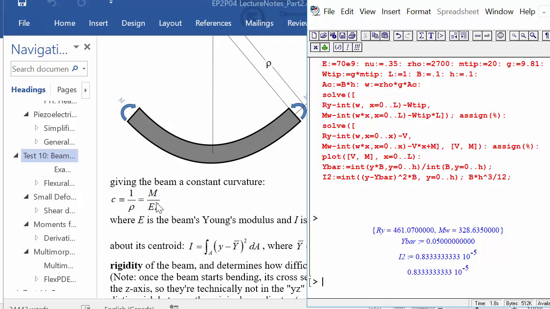This goes into its resistance to bending. That's the geometry effect on resistance to bending. So you can use this to figure out what the total curvature of the thing would be. Okay.